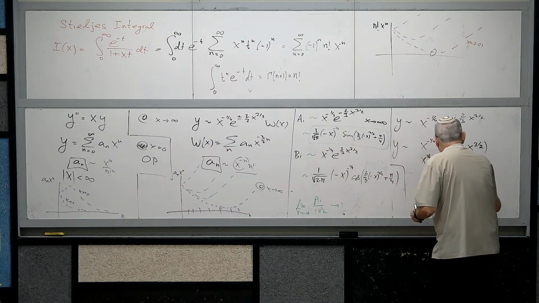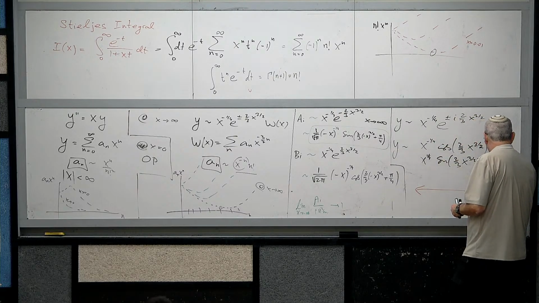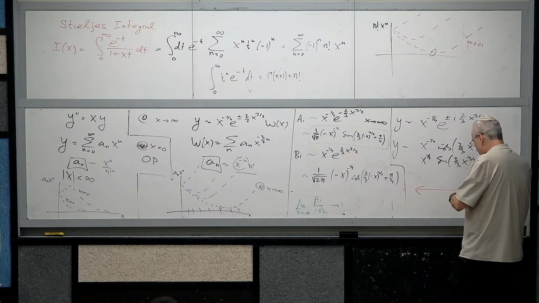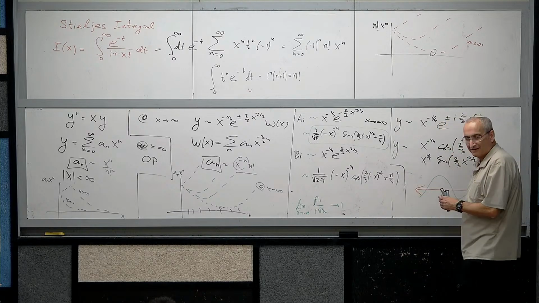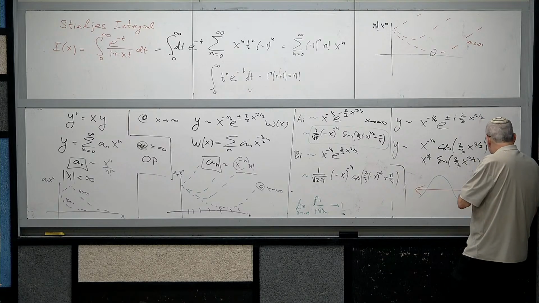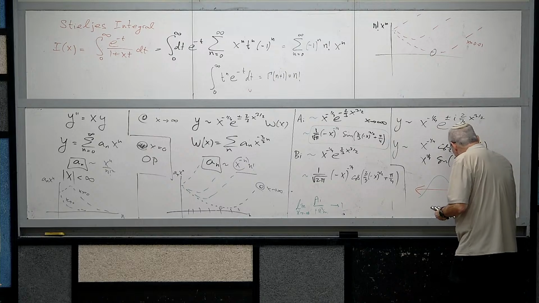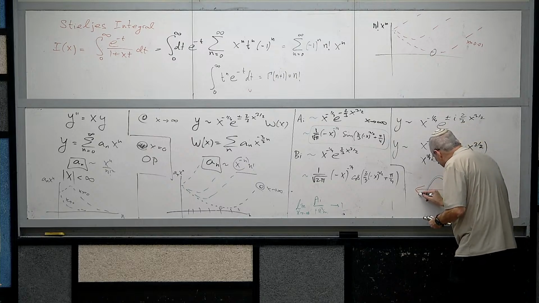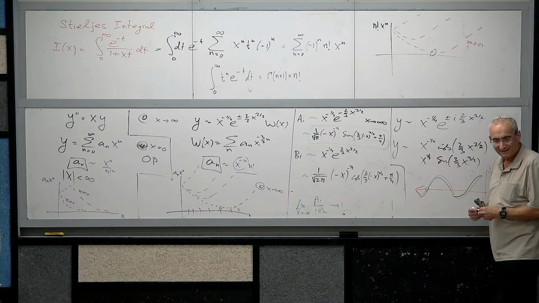So this is negative x, this is x, and this is y of x. So y of x is doing, who knows, right? The Airy function is doing something like that, and the asymptotic approximation is doing something like that. But still the zeros are a little bit at a different point.